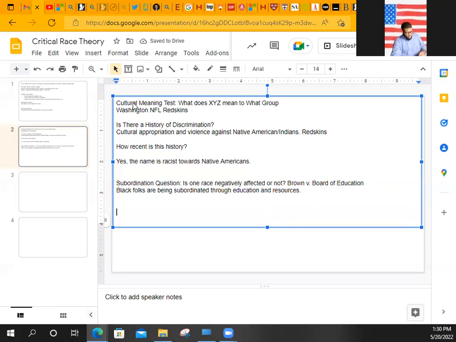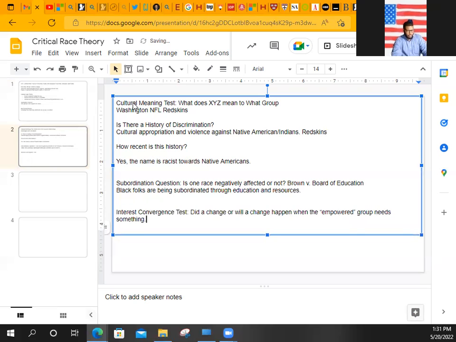The last tool to analyze critical race theory is called the interest convergence test. Essentially, what it says is: did a change or will a change happen when the empowered group needs something?